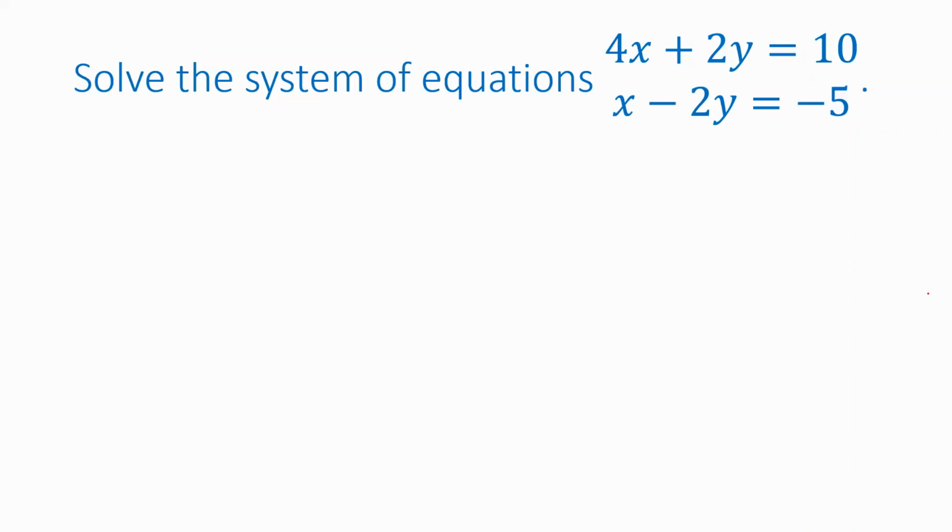So when you have a system of two equations like this, each equation represents a line, and the solution of the system corresponds to the point where those two lines intersect. So we're going to use an algebraic approach to try to find that intersection.